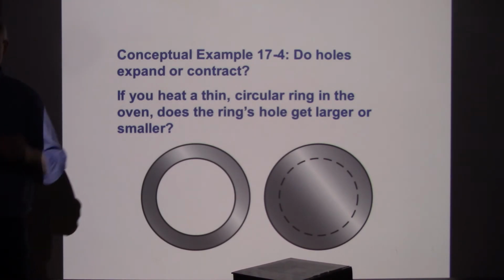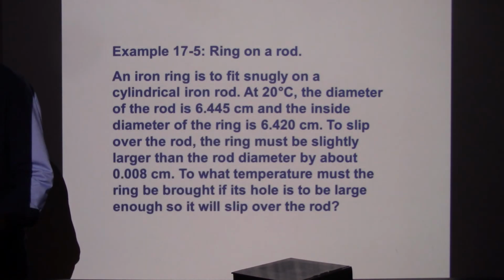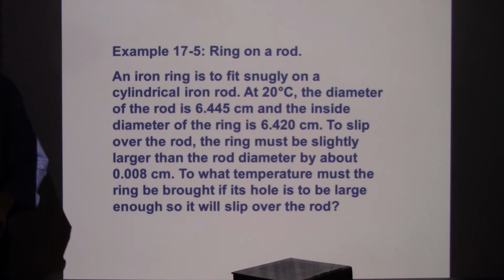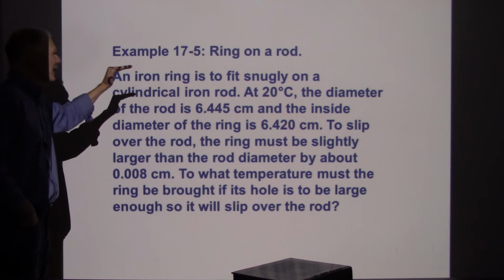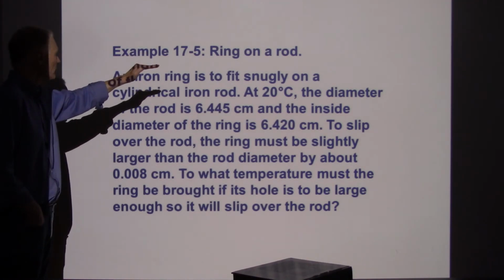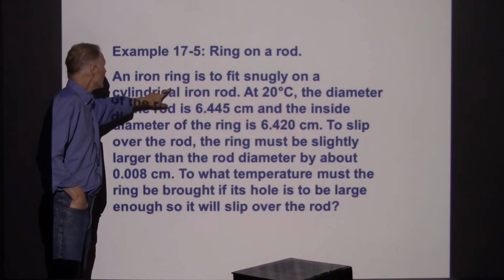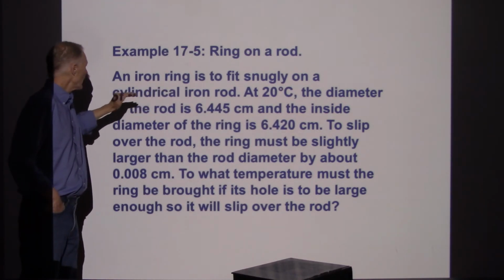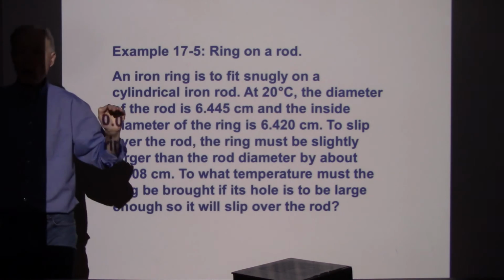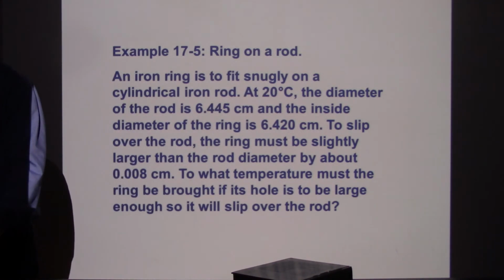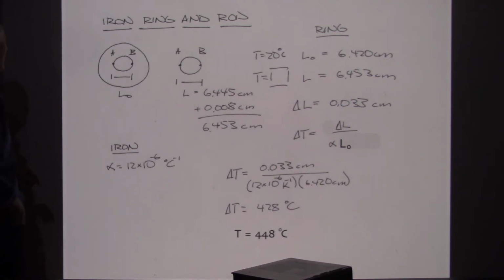That opening is going to get bigger as the temperature goes up. So here's a problem we could look at. It says that we have a ring that has to fit over a rod. It says we have an iron ring, and we want that to fit a cylindrical iron rod. So let's see what that looks like, and we'll come back if we need to take a closer look at the numbers.